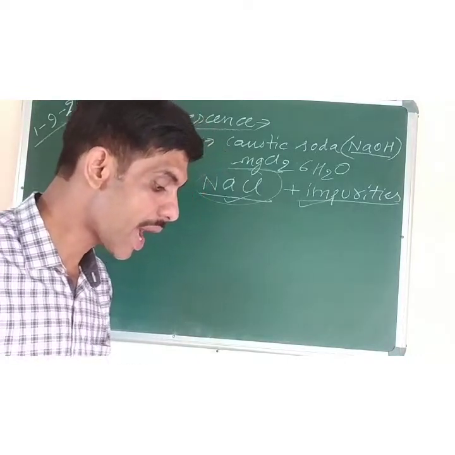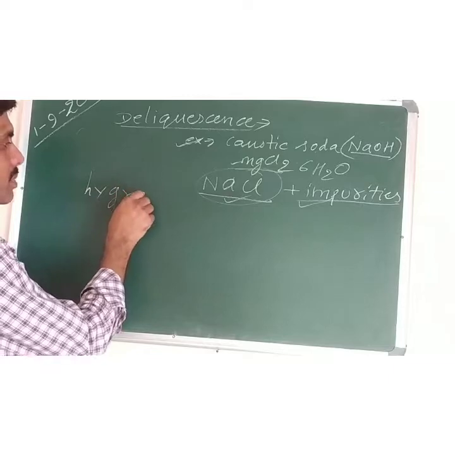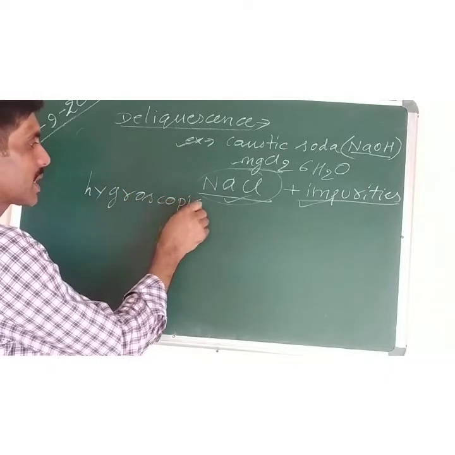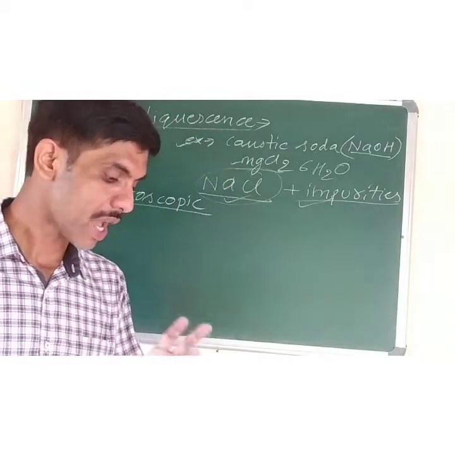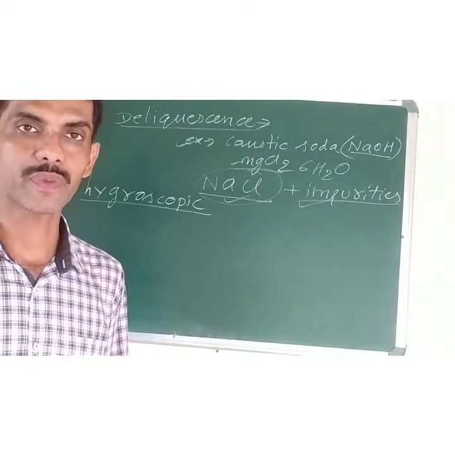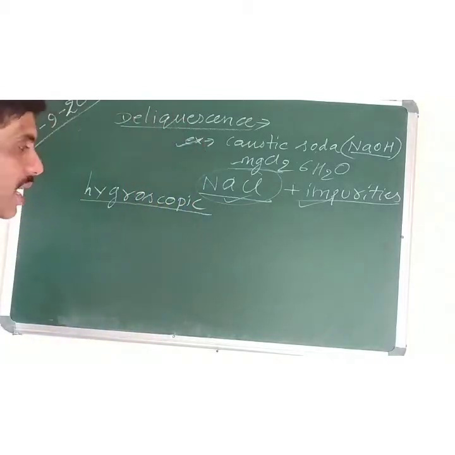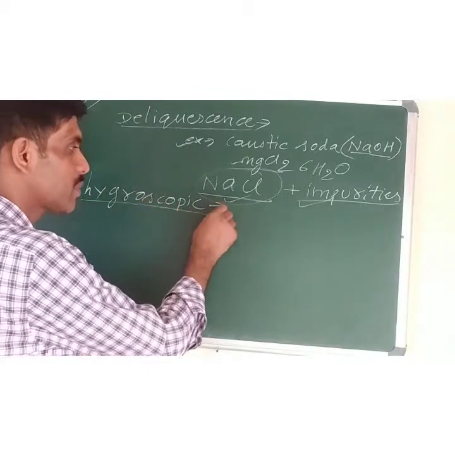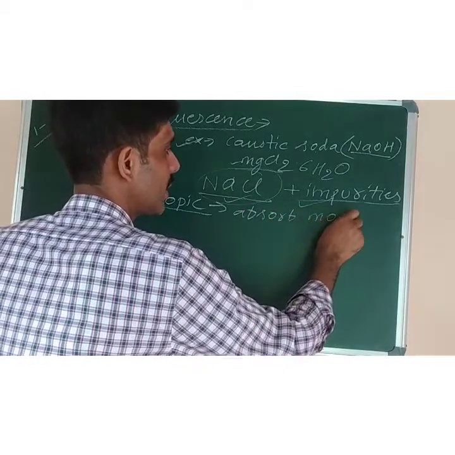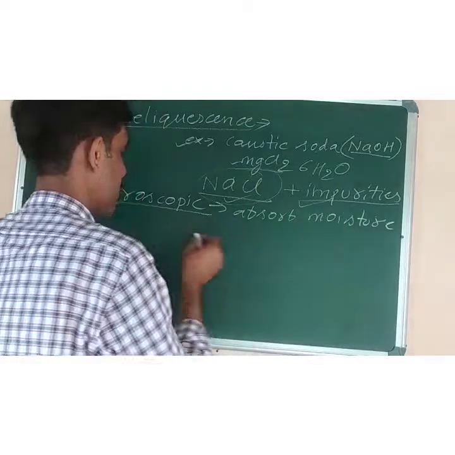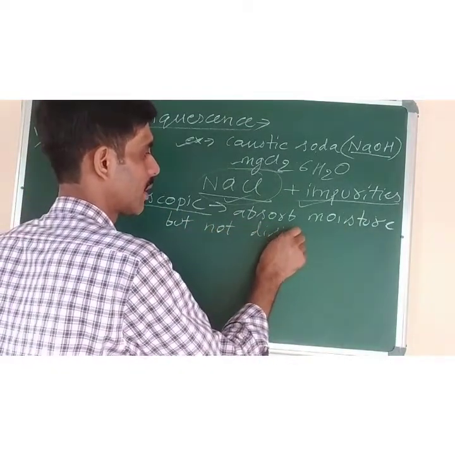Now next is hygroscopic substances. What is the meaning of hygroscopic substances? Those substances which absorb moisture from the atmosphere, but they will not dissolve in that moisture. They are called hygroscopic. They absorb moisture but do not dissolve in it.